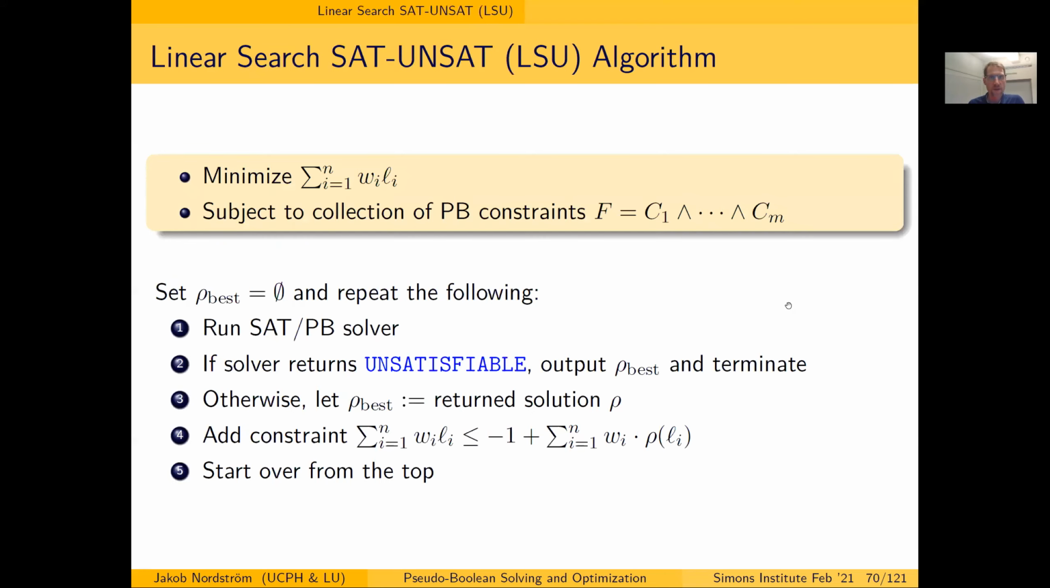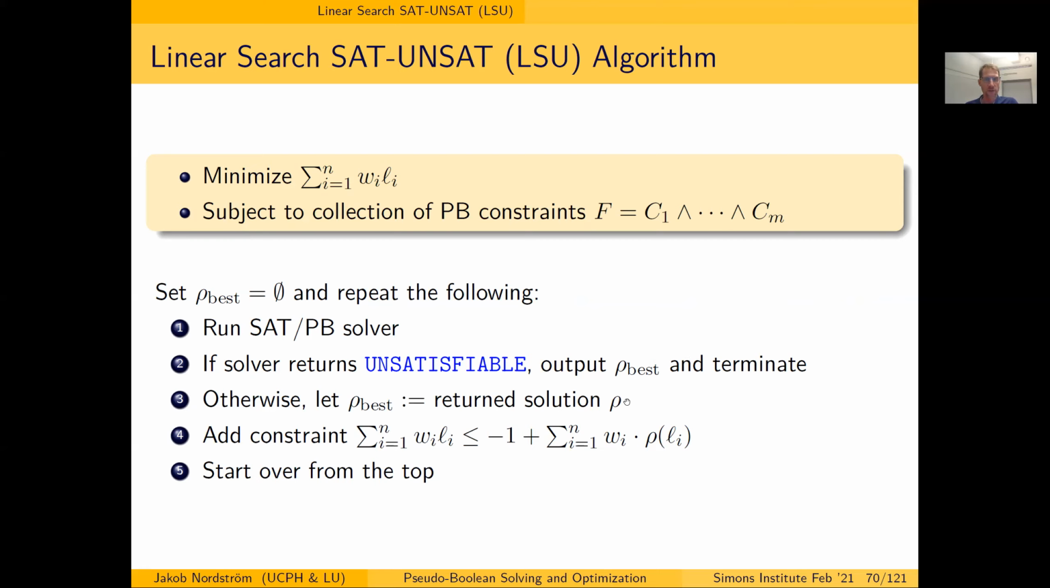Good. So what is linear search? Well, it's perhaps the most natural approach you could think of. We just run the solver. We start out by saying that we don't have a solution, so the best solution is nothingness. And then we run our solver. In MaxSat, it's a SAT solver. If it's a pseudo-Boolean optimization problem, then maybe it's a pseudo-Boolean solver. If the solver returns unsatisfiable, then we output whatever we have as the best solution and terminate.